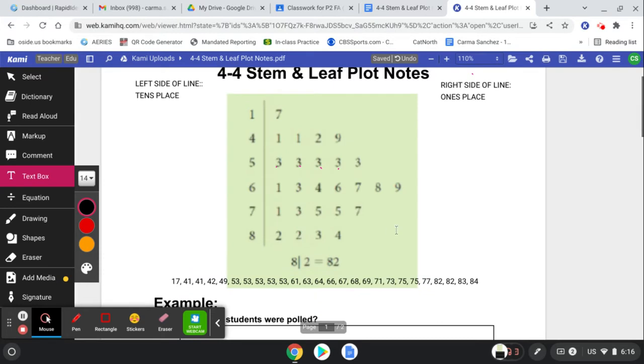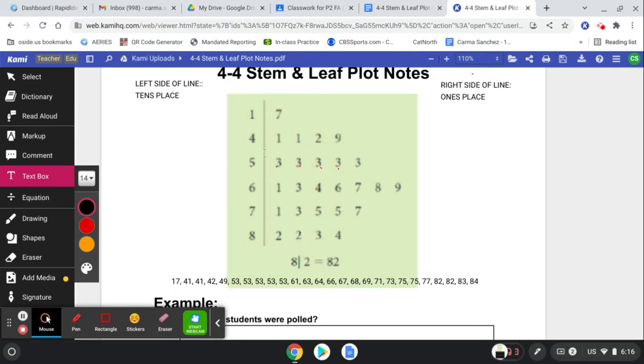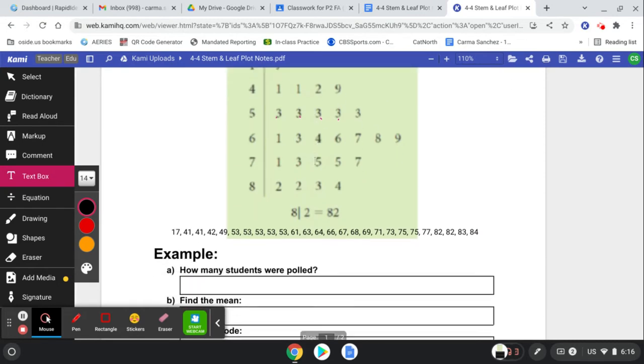If after working with the data in a stem and leaf plot, you're like, no, I do better when it's in list form from least to greatest, feel free to take the data from any stem and leaf and list it out and work with it like normal. But I'm going to work with it here in this data set. So let's go down and look.